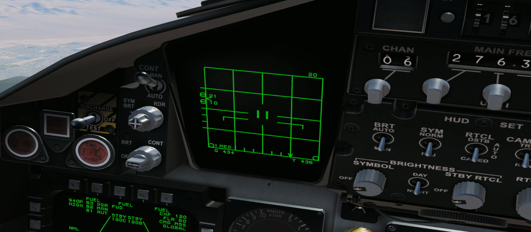Down at the very bottom, it says 1 MED, which means that there is someone that is hot coming in. If it says high, then it's cold. Or it's vice versa. It's one of those two. The G down there gives us our ground speed, which is 434 knots. Our true airspeed is 436 knots.